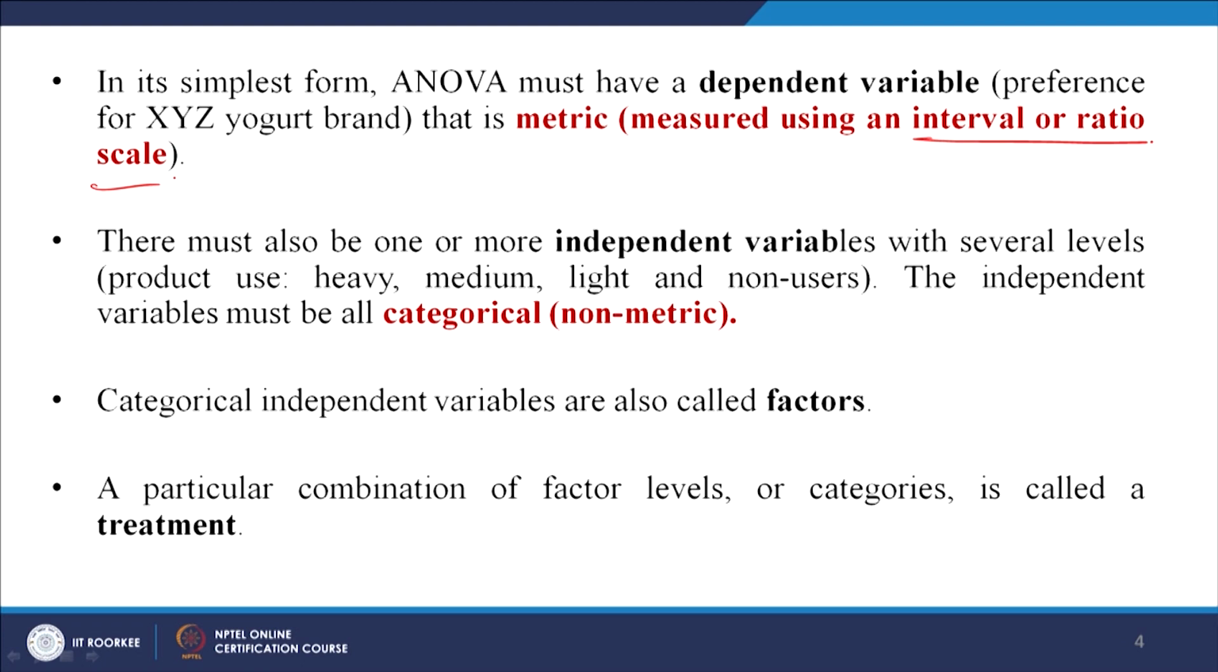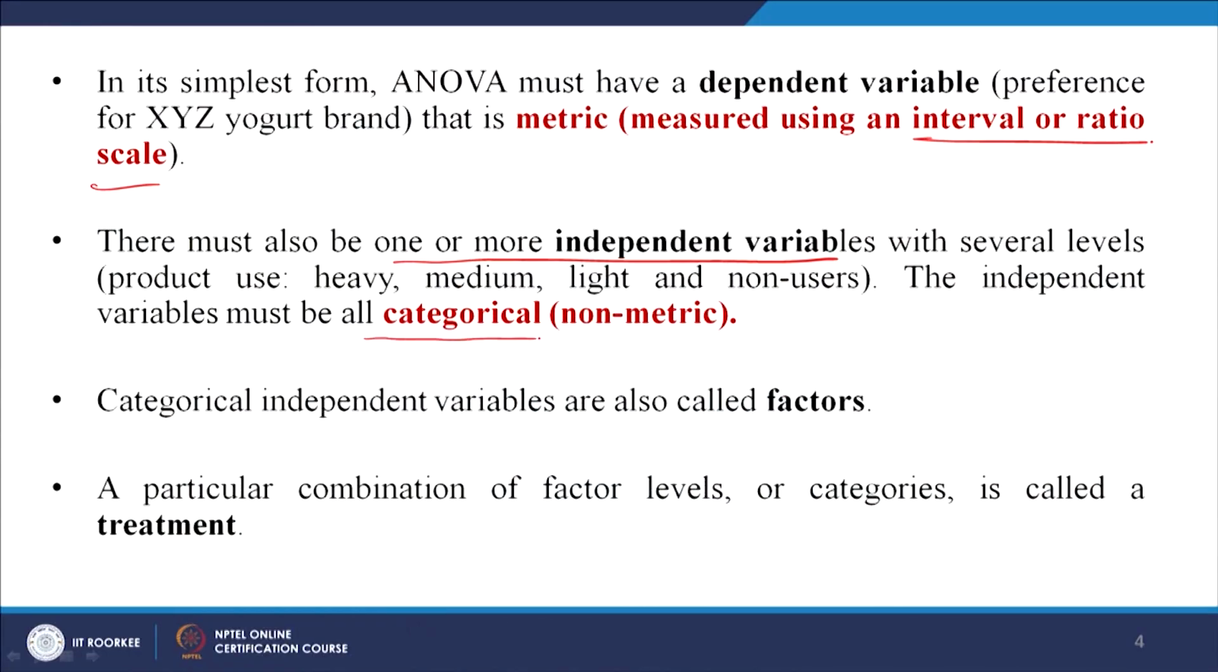Now, this is one thing. Second thing is, there must be one or more independent variables. Basically, when you want to see the effect on the dependent variable, you have to have some independent variables. So, at least you should have one independent variable, or you could have more than one. If you have one independent variable, we say it is a one way ANOVA, right, but if you have more than one independent variable, then we say it is an n way ANOVA, 2 way, 3 way, n way ANOVA, right. So, the independent variables must be all categorical.